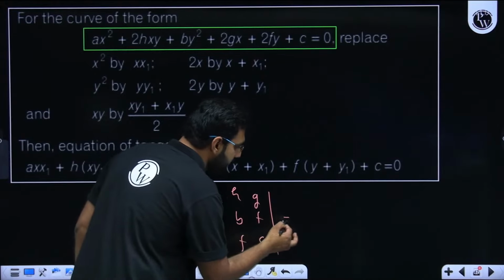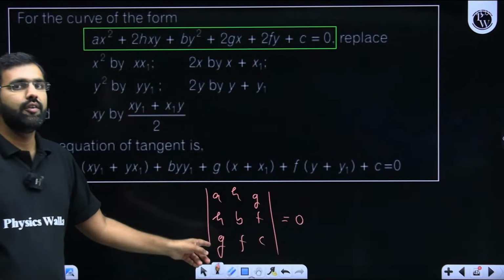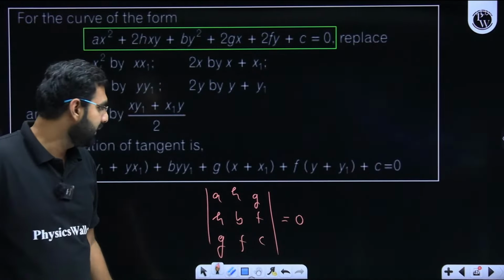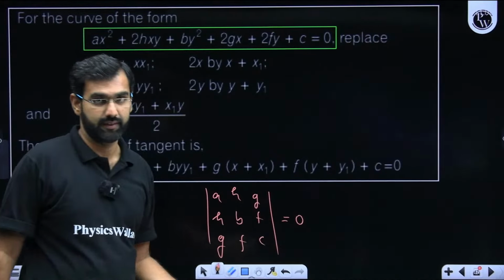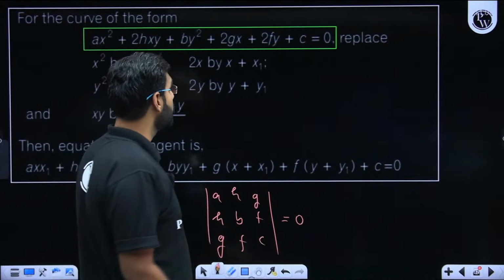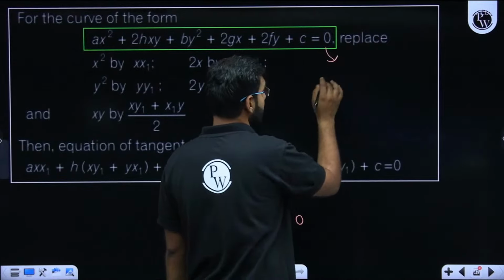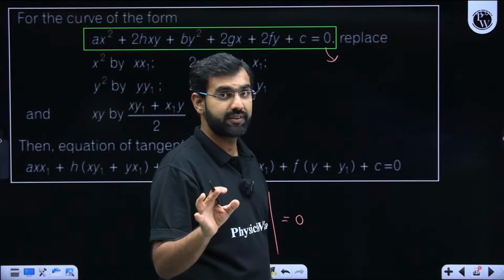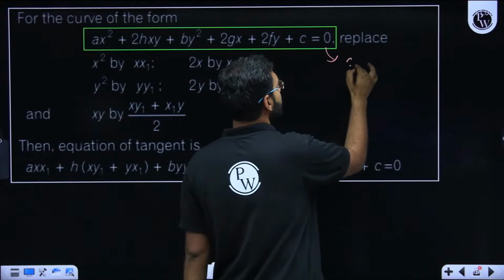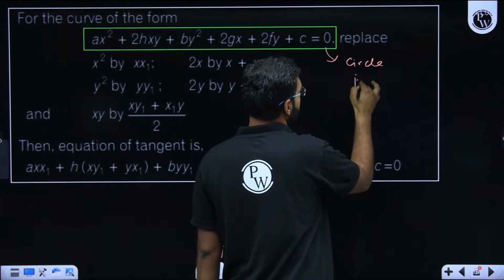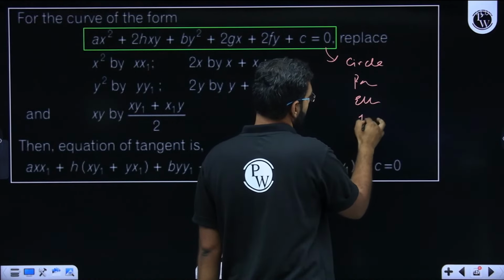So if its determinant is found to be 0, that means it represents a pair of straight lines. But if the determinant is not 0, then it represents a conic. Conic means it could be either a circle or a parabola or an ellipse or a hyperbola.